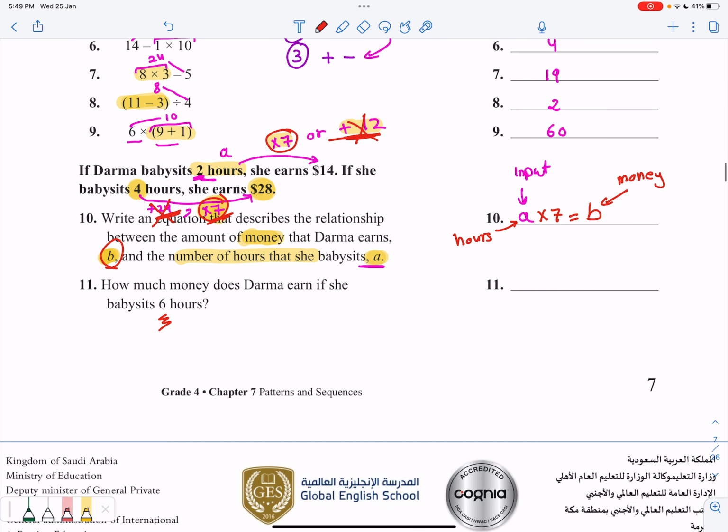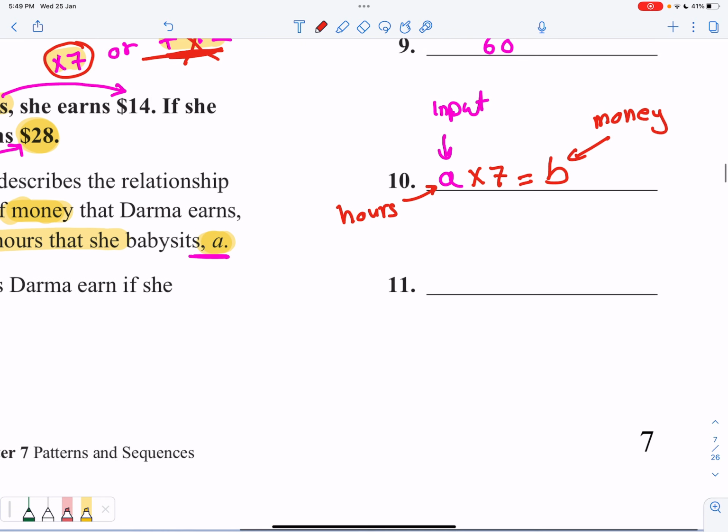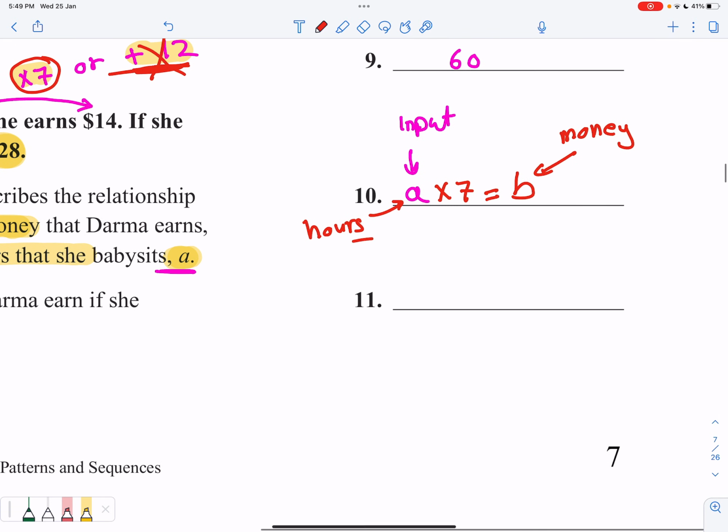So it says for 6 hours. So we want to come here for the hours, replace this A by the number 6. So this is what we're doing. We're gonna come here, take out this A, we're gonna put 6 instead of it. Then we write all the same.